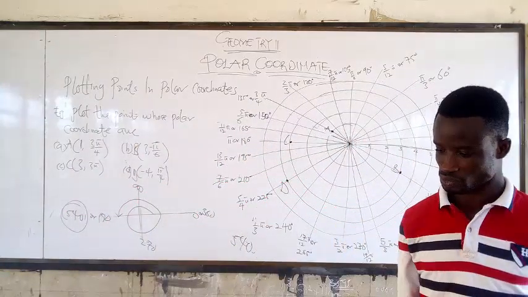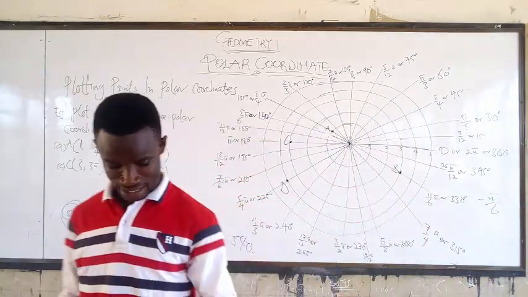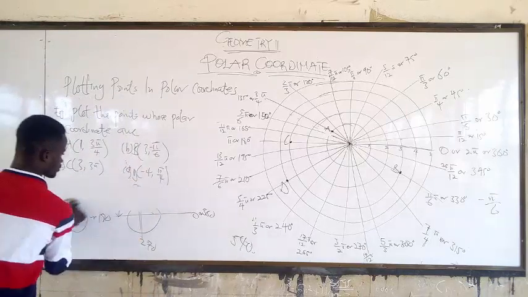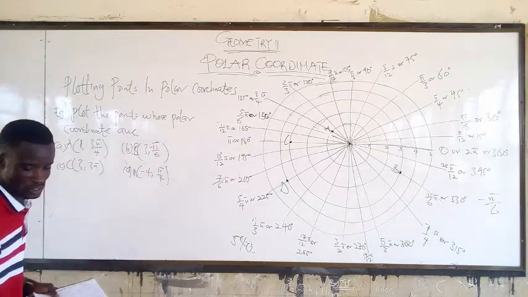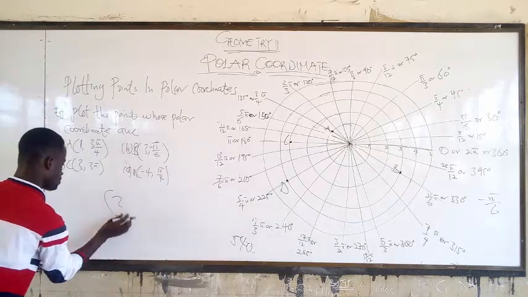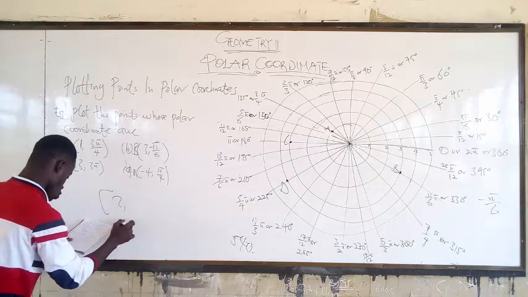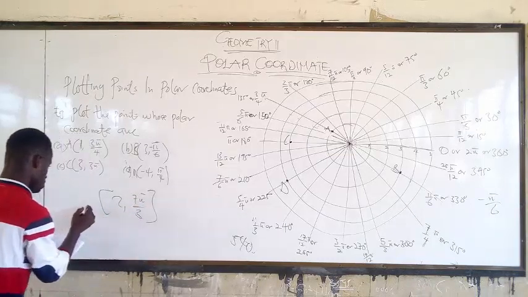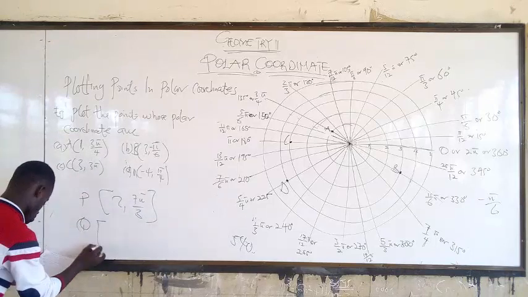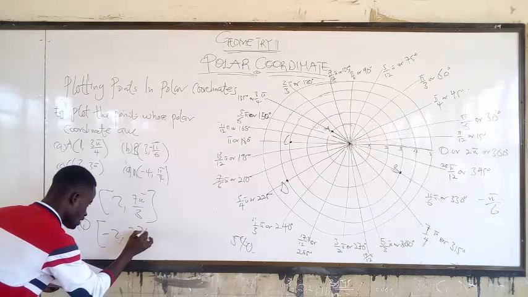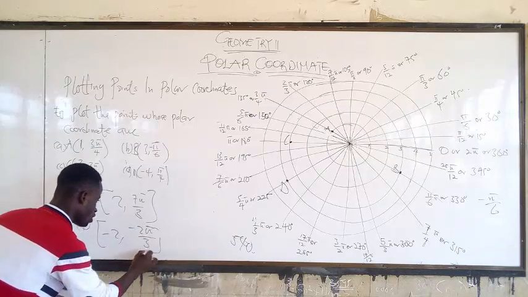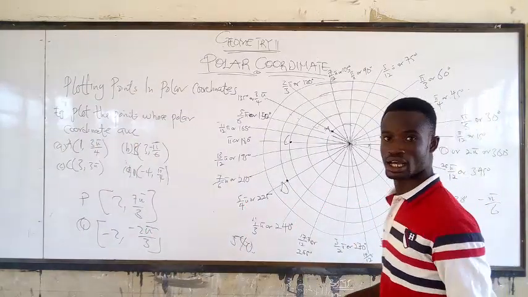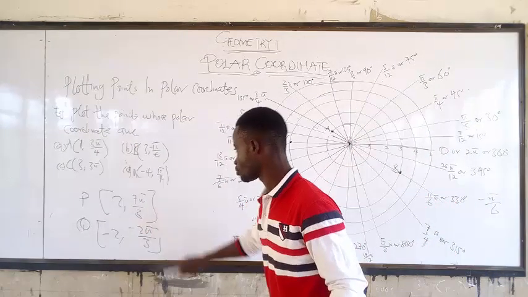Is there any question? If you have any question, you can ask. So you try this one for me. Try this one. Try this one for me. 2, 7 pi over 3 to be P. Negative 2 pi over 3. So how will you do this? How will you plot this on the plane?